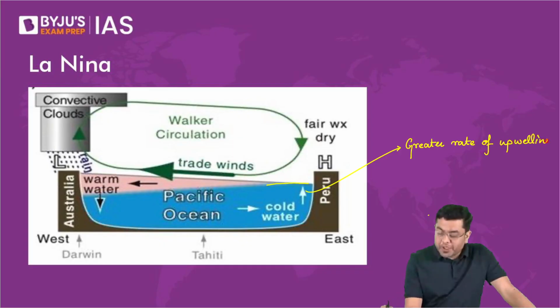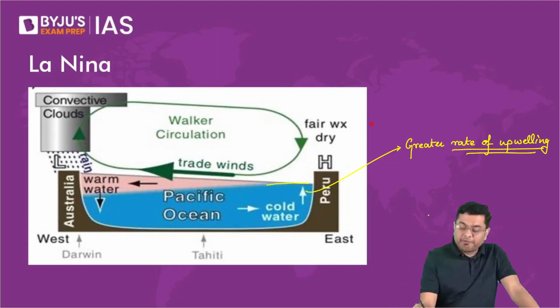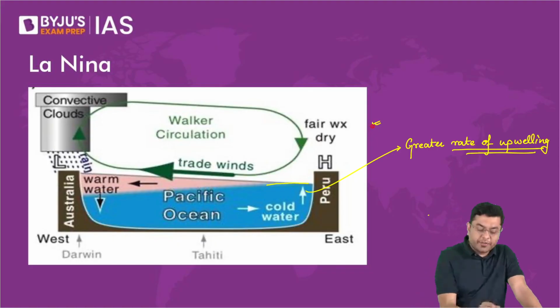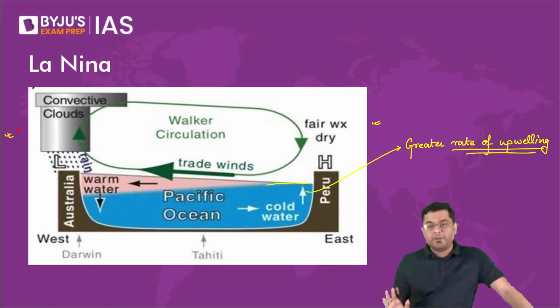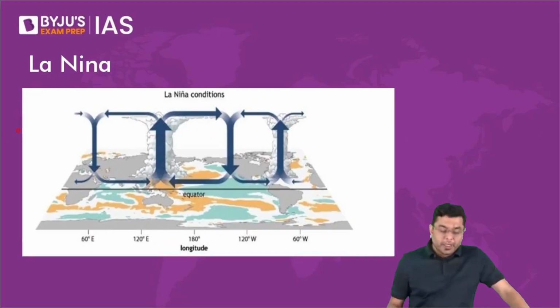So high pressure will be much more intensified. And here you will observe fair and dry weather conditions. Here you will observe a sufficient amount of rainfall. Okay, so that is basically the condition of a La Nina, which is nothing but an intensified Walker circulation. So this is the impact created by La Nina in terms of the global circulation.